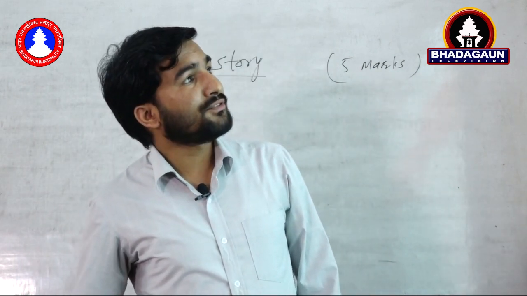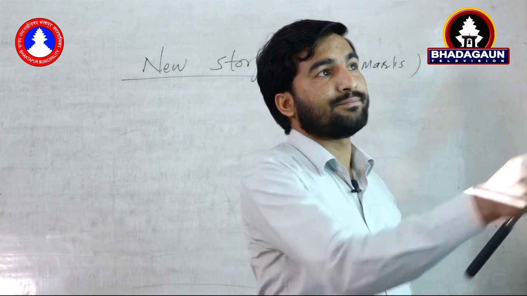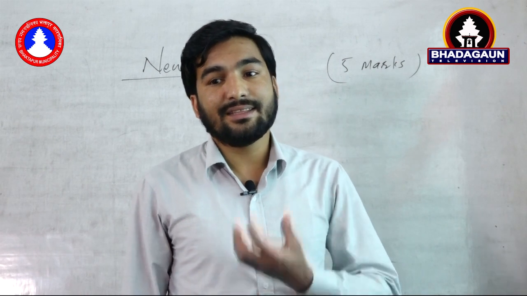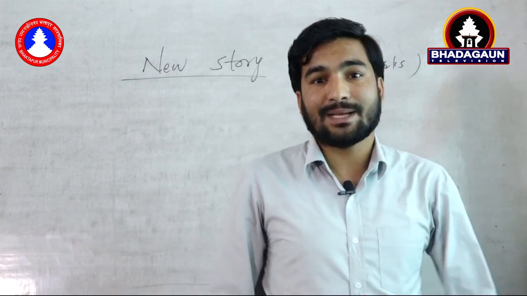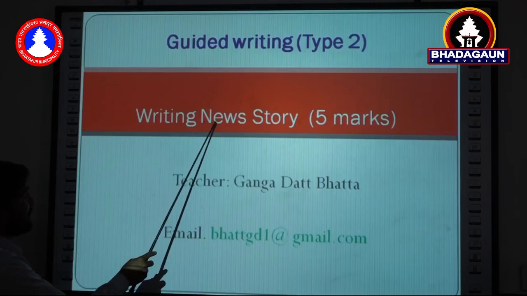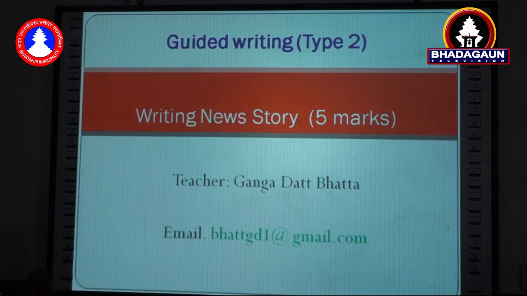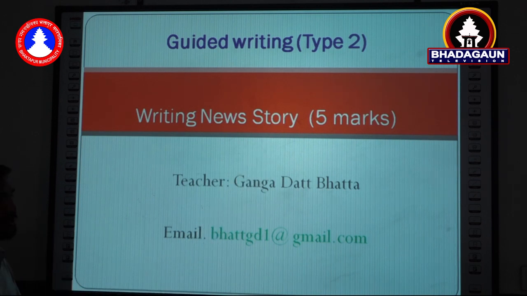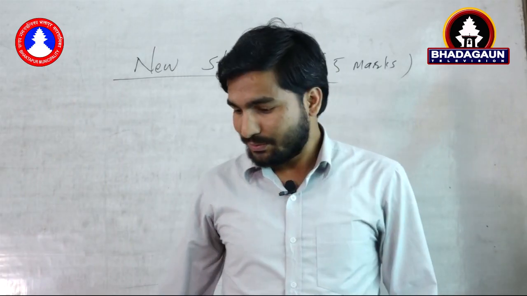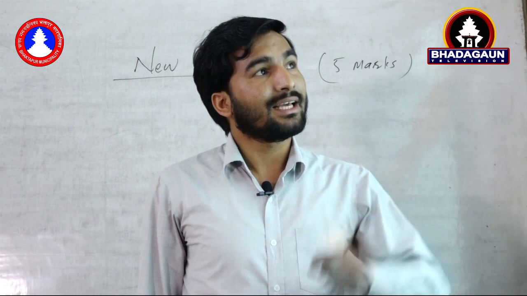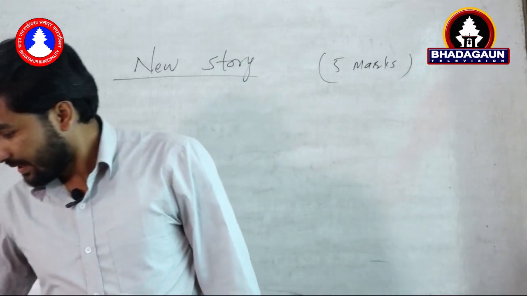Second, there are 2 words, news and story, and some students feel confused and start their writing in the form of story writing. Sometimes they start with once upon a time, long ago, in such a way. So don't be confused. News story means we have to write the news. Two words are there, but it has the same meaning. We are going to make the news using the clues given in the question, right? So news story means news. We are going to write news, not a story.